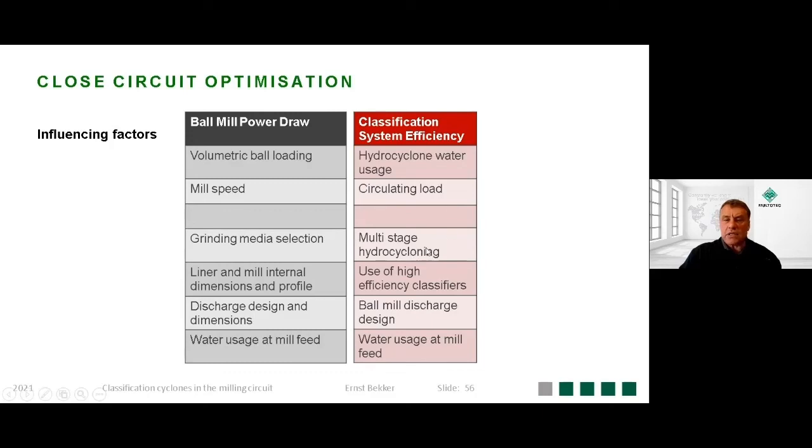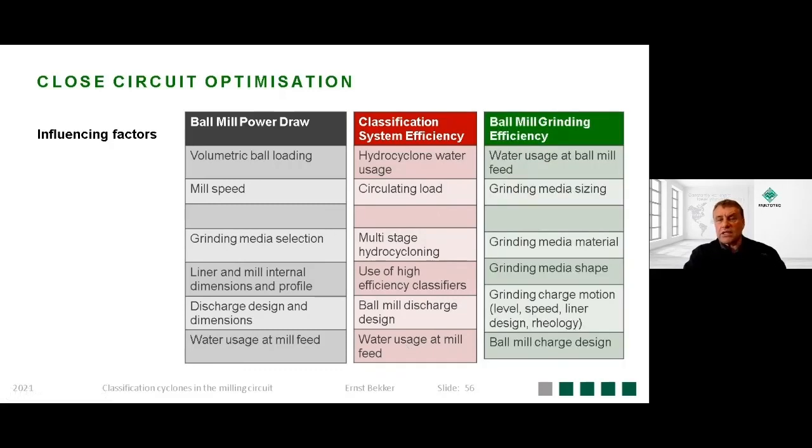Multi-stage hydrocycloning is something that we've discussed in this presentation. Then the use of high efficiency classifiers. These days, most of the suppliers across the world have equipment that is quite similar. It's good quality, and one cannot find any fault with the efficiencies, but there are some older designs, or areas where people are making their own cyclones to save cost, where there could be a benefit in looking at a new modern design. Ball-mill discharge design and water usage are also factors to keep in mind for the classification system efficiency, and then ball-mill grinding efficiency.